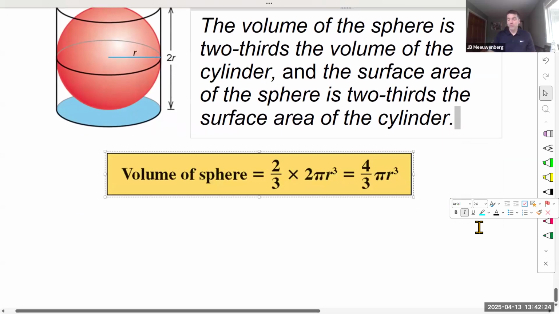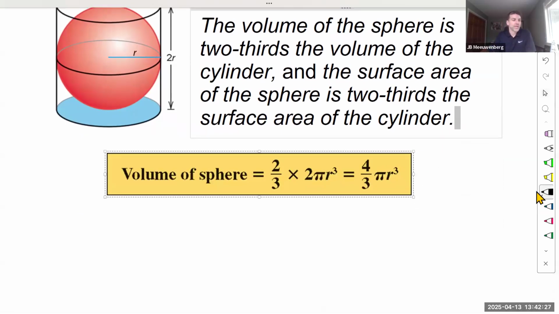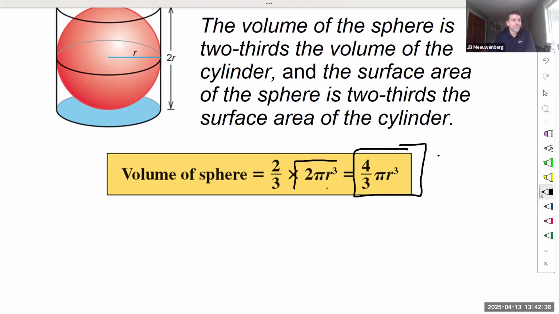When you are calculating the volume of the sphere, it is 4/3 pi r cubed. The reason is that 2 pi r cubed is the volume of the cylinder, and we want 2/3 of that. 2/3 times 2 is 4/3. And so the volume of a sphere is 4/3 times pi times the radius. Remember, the radius is halfway across that circle, times that radius cubed.